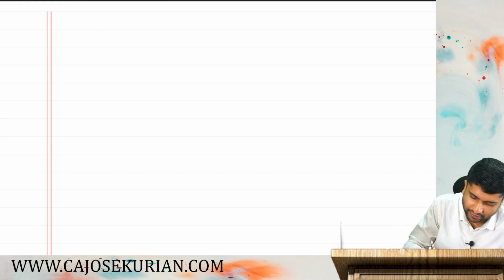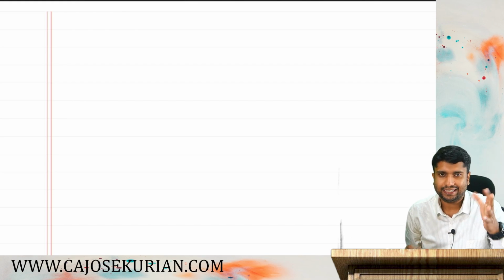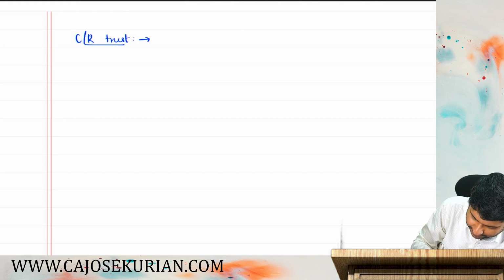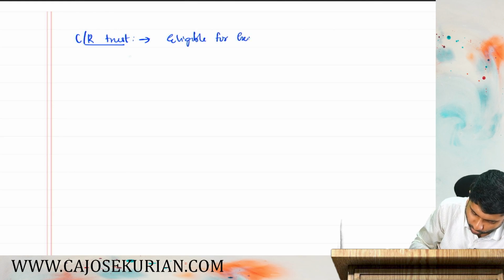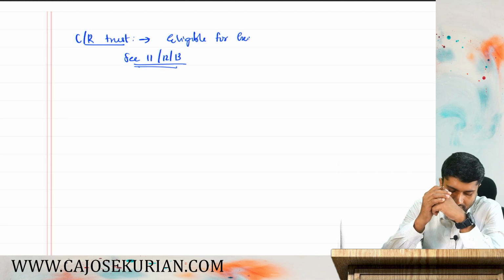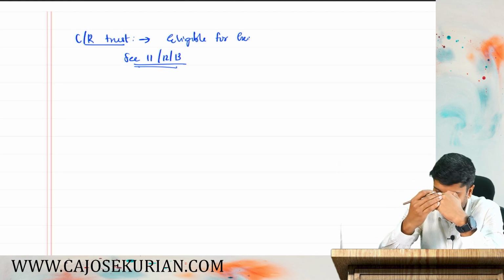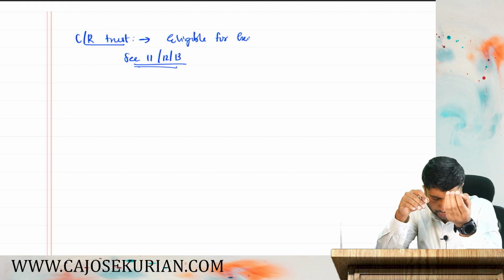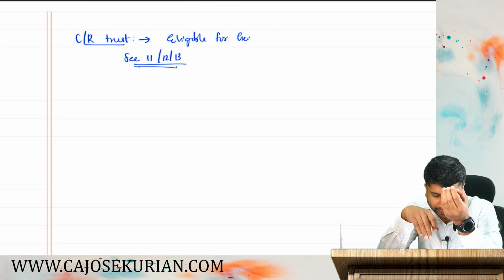Okay, so we'll be starting with the charitable and religious trust. First of all, if you are a charitable or a religious trust, then you are eligible for exemption. You need to follow section 11, 12 and 13 while computing their taxable total income. If you are a charitable or religious trust, you are basically eligible for exemption, but you should follow section 11, 12 and 13 for claiming that particular exemption. This is what the department says.